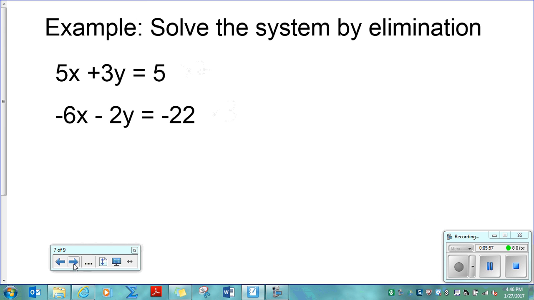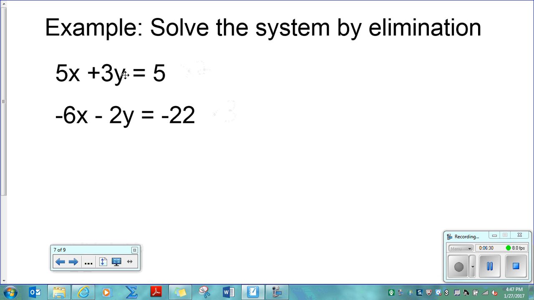Okay? Let's try another example. So this one, we got 5x plus 3y equals 5, and negative 6x minus 2y equals negative 22. We don't have any opposite coefficients. There's not even things that we can multiply up to, so we can get 5, 3, negative 6, or negative 2. So we actually have to multiply both of these. And when you have to do that, you basically pick a variable, and then get them to have a common coefficient and opposite signs. Luckily, they already have the opposite signs.